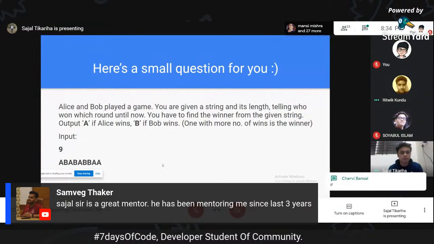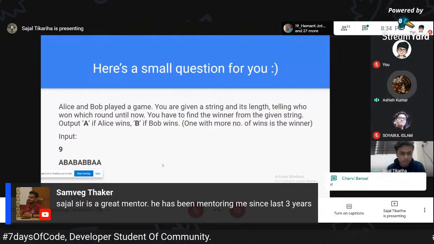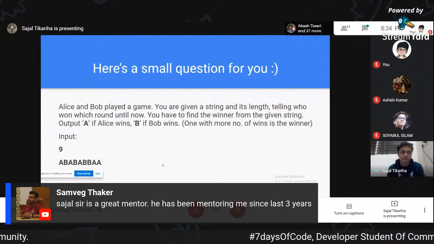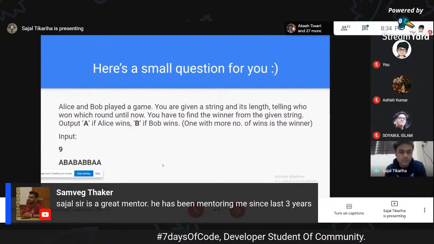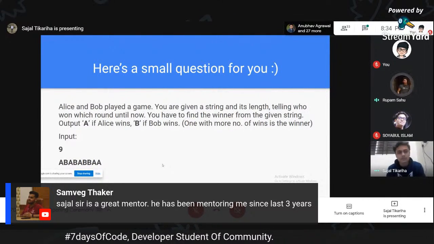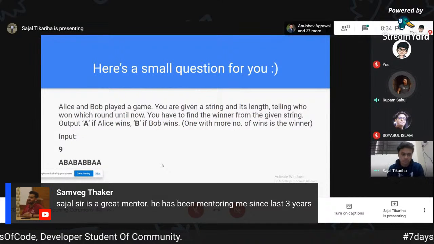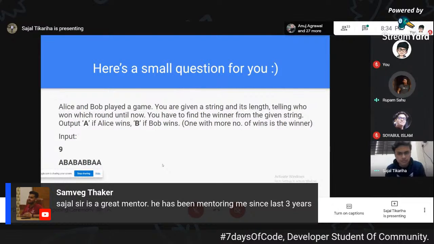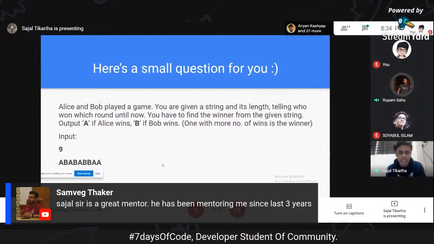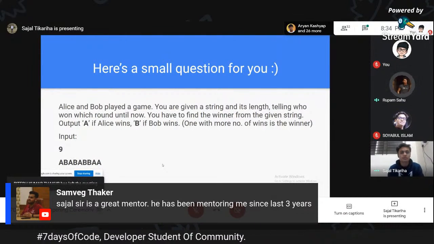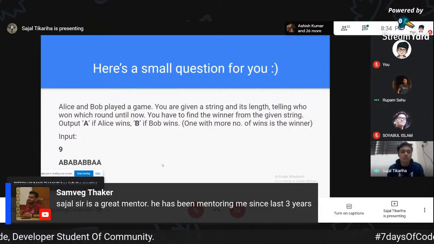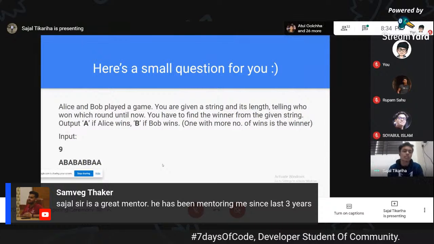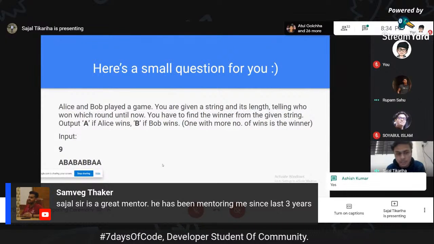We can count the number of A's in the string, find the frequency of each character, and then compare it. Yeah, that's definitely correct. Other solutions? The shorter one, I think, we'll count the number of A's, then compare it to half of the length of the string. If it's greater than that, then A wins, and if not, then B wins. Could it be a tie? Because the length of the string is 9, there definitely will be a winner. It would not be a case of tie.